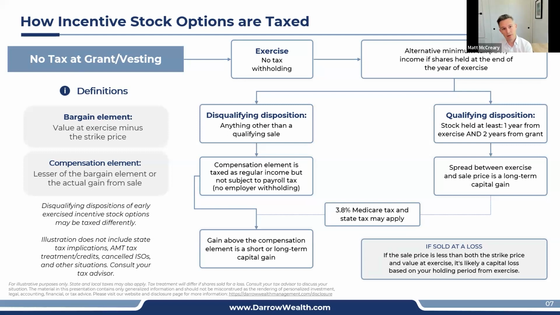Any gain above this compensation element is going to be considered a short or long-term gain based on the holding period after exercise. In addition, a 3.8% Medicare tax may apply based on how much realized gains you have in that tax year. Now, for a qualifying disposition, we will calculate the spread between the exercise price and the sales price, and that will be a long-term gain. Again, this may take into account that 3.8% Medicare tax if the realized gains are significant.